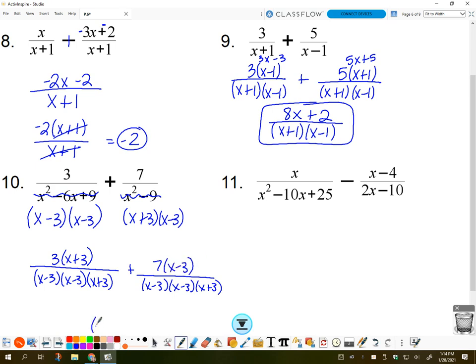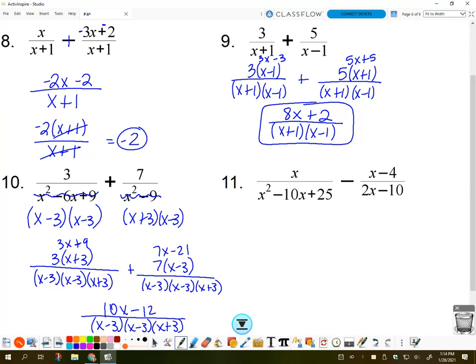So we're going to figure out what the numerator needs to be. So we're going to keep that same denominator. All right, so to save me a little bit of writing, I'm going to do my work up here. This is 3x plus 9. This is 7x minus 21. So we'll have 3 plus 7 is 10x. And 9 minus 21 is negative 12.